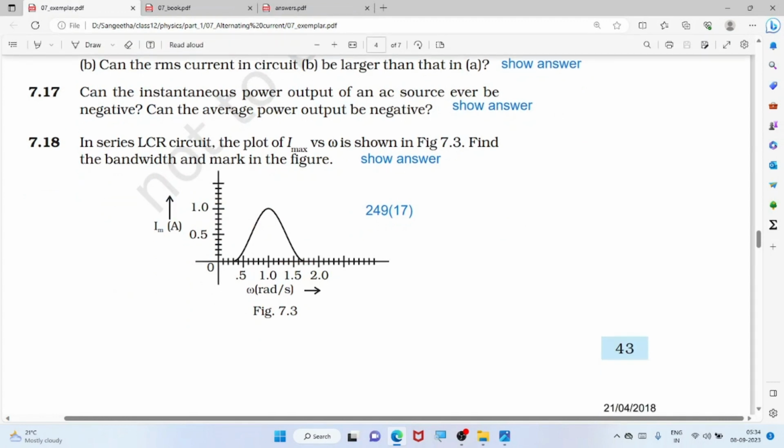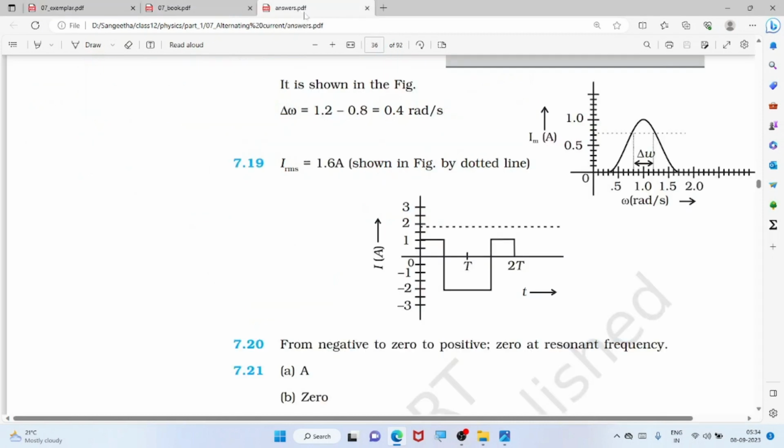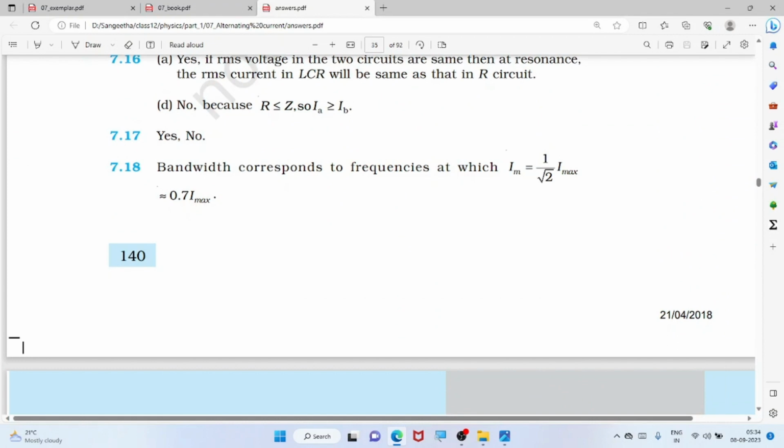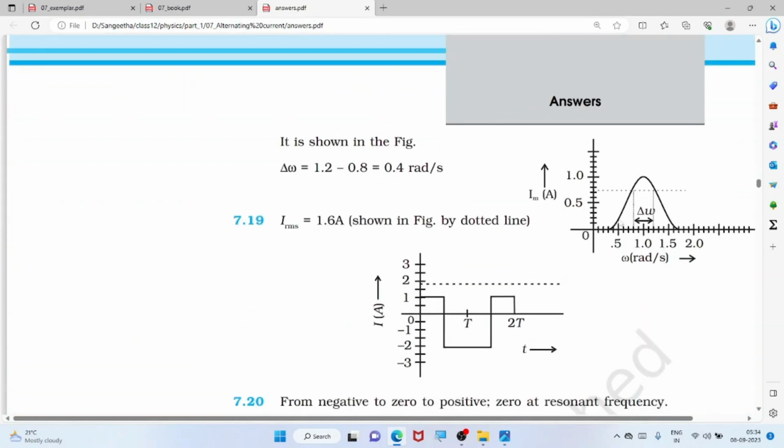Okay, in an AC LCR circuit, this current versus frequency is given. Find the bandwidth. Okay, show answer. The bandwidth: take 0.707 of the peak current, from the left to the right. So this is the peak current, and 0.707 on the left and the other 0.707 on the right. And this difference is the bandwidth frequency.